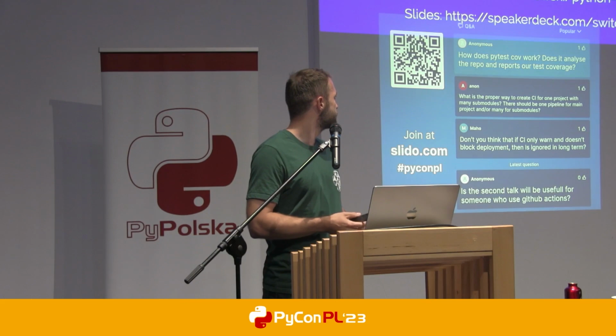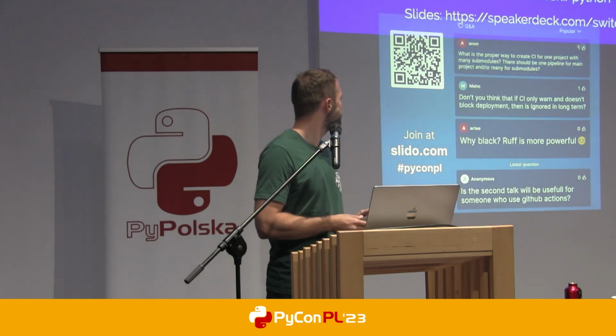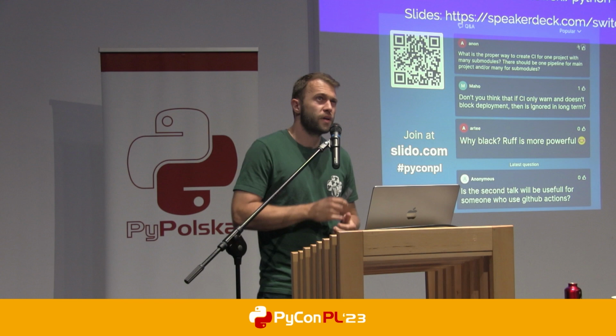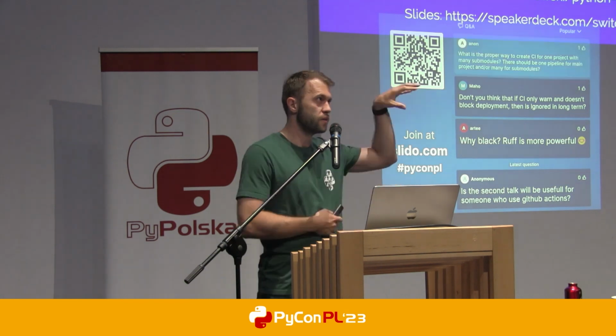Okay, next one. What is the proper way to create CI for one project with many submodules? Should there be one pipeline for the main project or many for submodules? Oh, this is an interesting question. I think if you're a paid client of GitLab, then you can have organization-wide pipelines, and you can also trigger pipelines from different projects. So if you have a main project with submodules, you could have a main pipeline, and the submodules could have their additional pipelines inside, and then you could trigger parent pipelines from the changes that you do in the submodules.